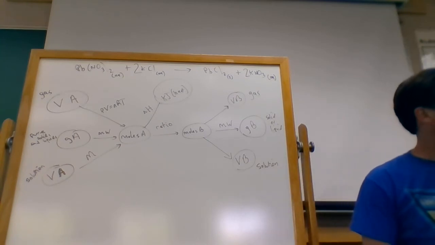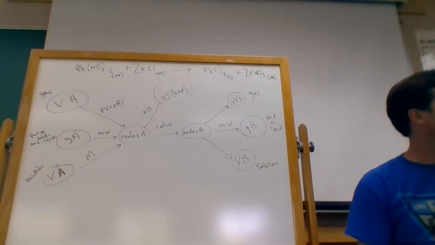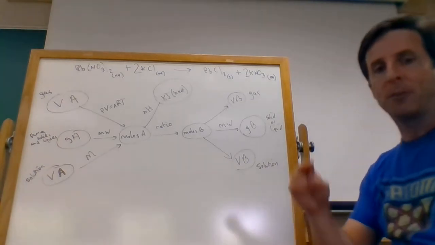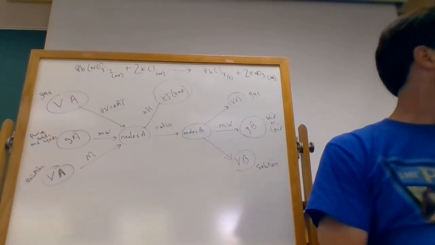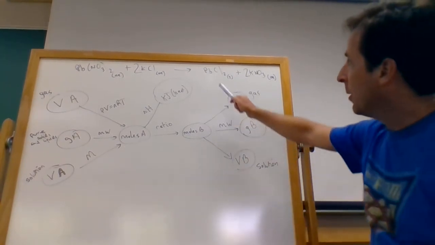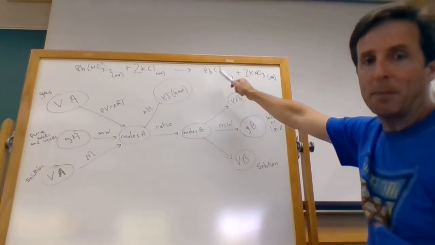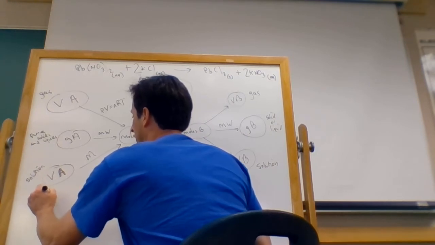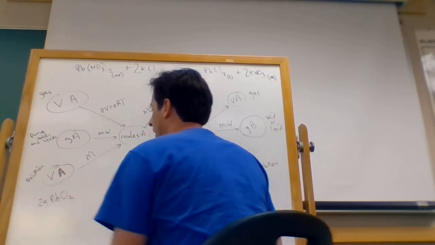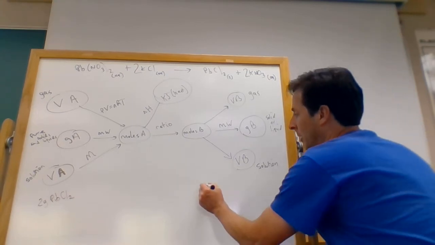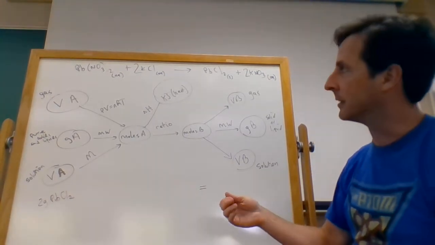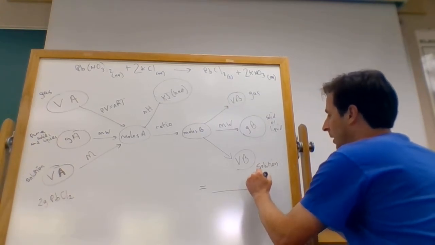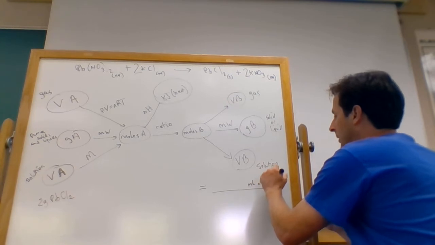Question asks how many milliliters of each solution must be mixed to produce 2 grams of the precipitate. So I'm looking for 2 different answers here, which means I'm going to have to work two problems. All right, so 2 grams of the precipitate. Lead chloride is my solid that I'm making. That's my precipitate. So I'm going to start with 2 grams of PbCl2, and I want to know the milliliters of one of my reactants. So I'll do the lead nitrate first.